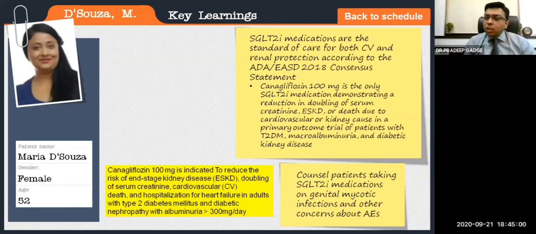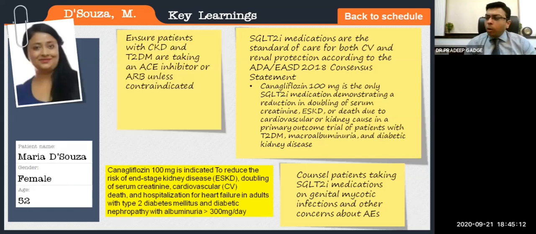The concerns of fractures, which were there earlier with canagliflozin, have now been refuted, and there is not much validity to those things. Also see to it that CKD and diabetic patients are put on ACE inhibitors and ARBs compulsorily. Just SGLT2 is not okay. You have to prescribe ACE or ARBs.